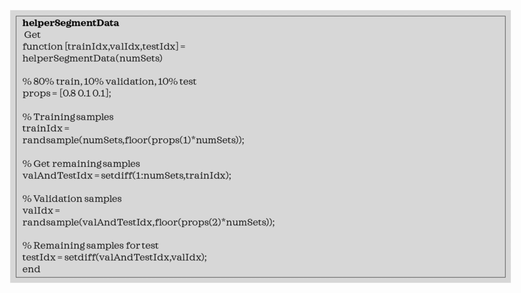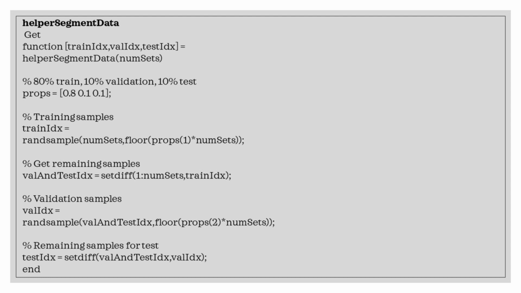Get remaining samples. valTestIDX is equal to setdiff(1:numsets, trainIDX). This line identifies the remaining samples, not used for training, by finding the set difference between all indices, 1 to numsets, and the training indices.